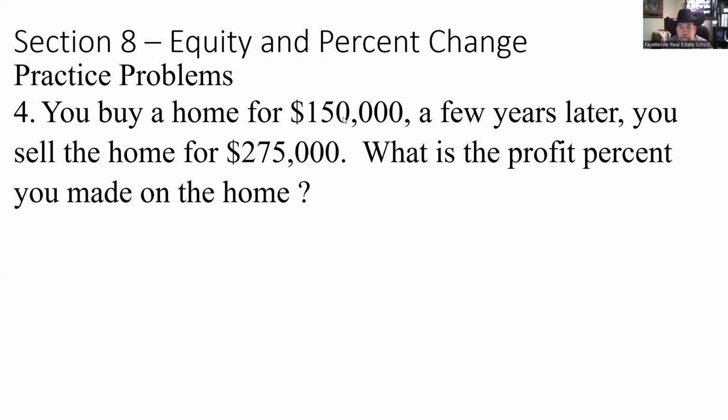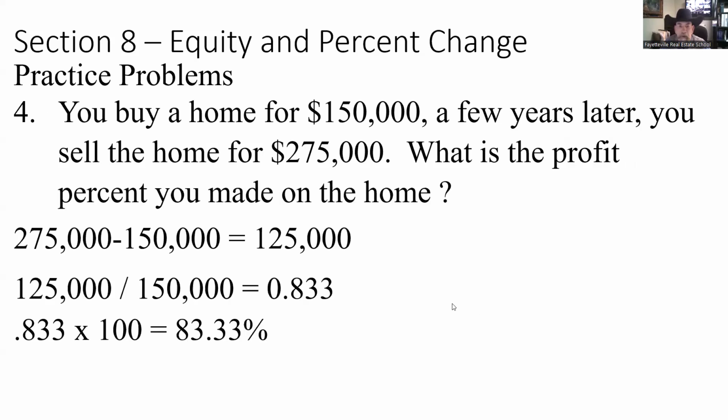Let's move this back over to here. And let's look at number 4 on my screen. I'm going to share my screen again. And here's number 4. We just went over this. You buy a home for $150,000. A few years later, you sell the home for $275,000. What is your profit percent? And so it's 275 new minus the old, and then divided by the old times 100, 83.33% is your profit percent on that transaction of buying and selling that home.